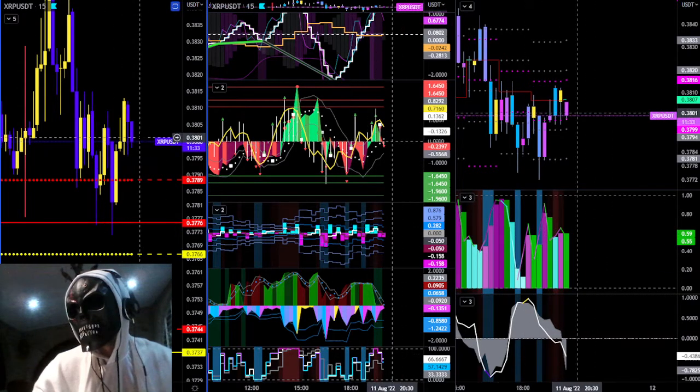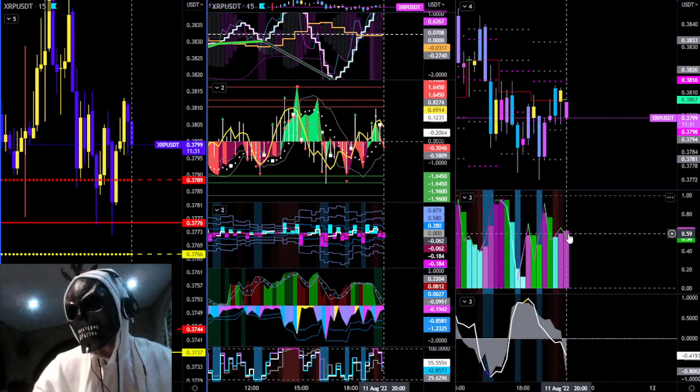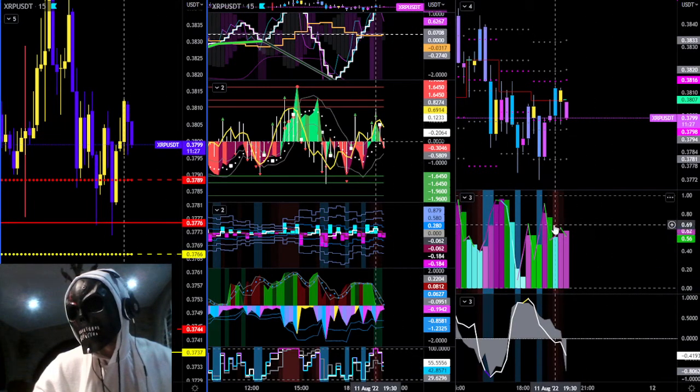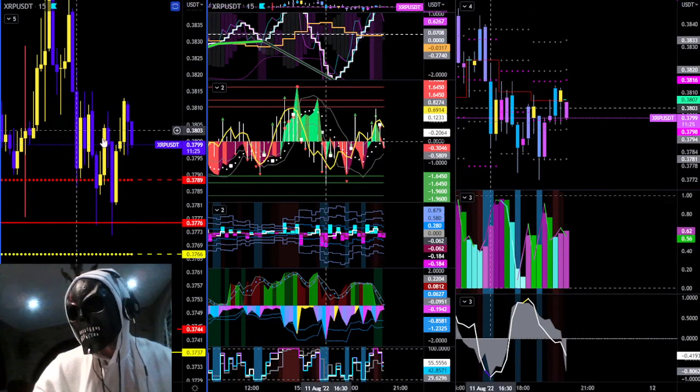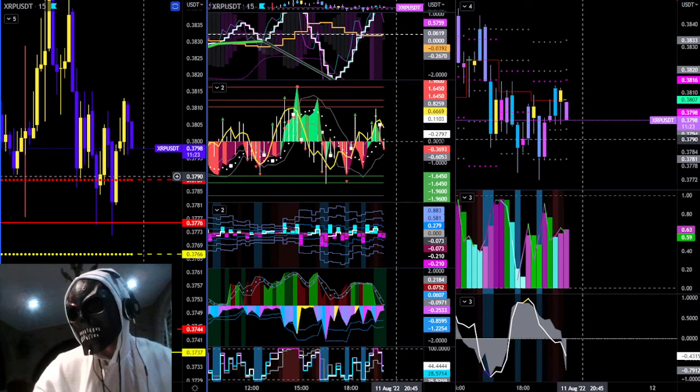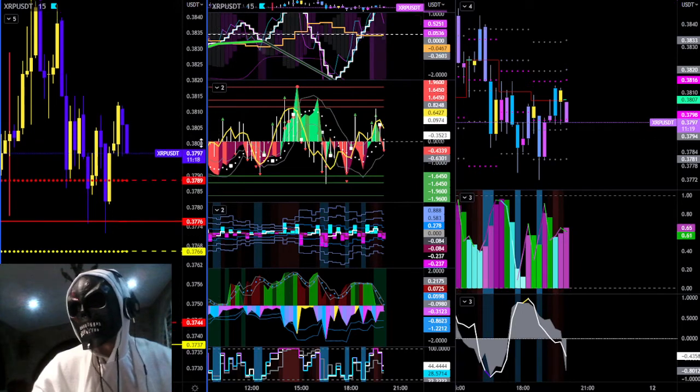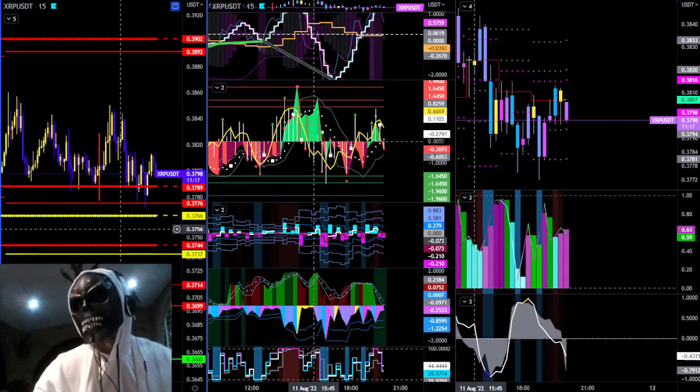So this is at least going to get picked up a bit. Oh, now it's a bit confused. Maybe they have to dump it a bit more to get that one to go red. If that goes red, then you'll see continuation to the downside. Okay, but yeah, so these are our levels. Let's mark some more off.